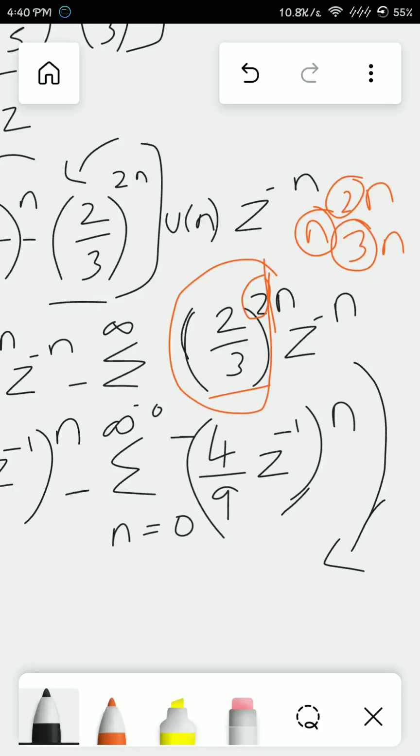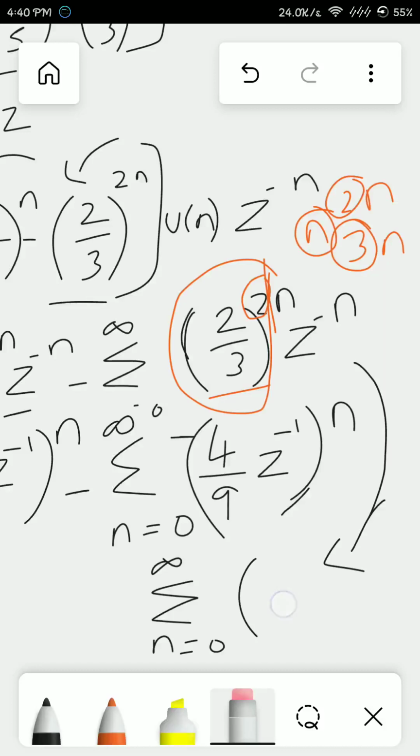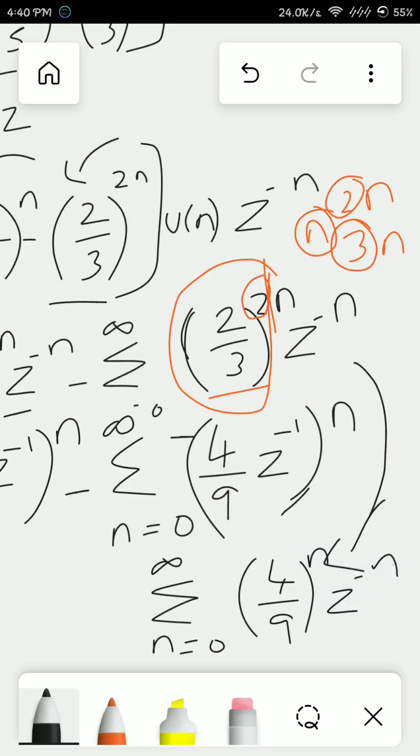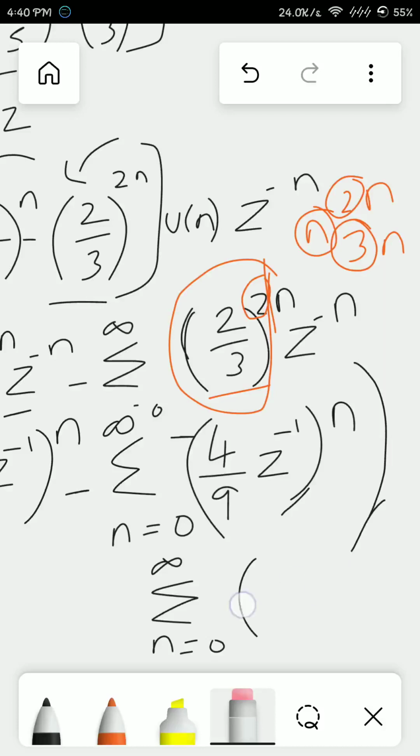That one more step, before doing all this, is that you can write the first part as it is, and this other part as it is. And here you can write another step stating the summation of n equal to 0 to infinity of, I'm really sorry, not 2 by 3, it is 4 by 9, that is (4/9)^n into z^(-n). You can write that, right? Yes, you can write.